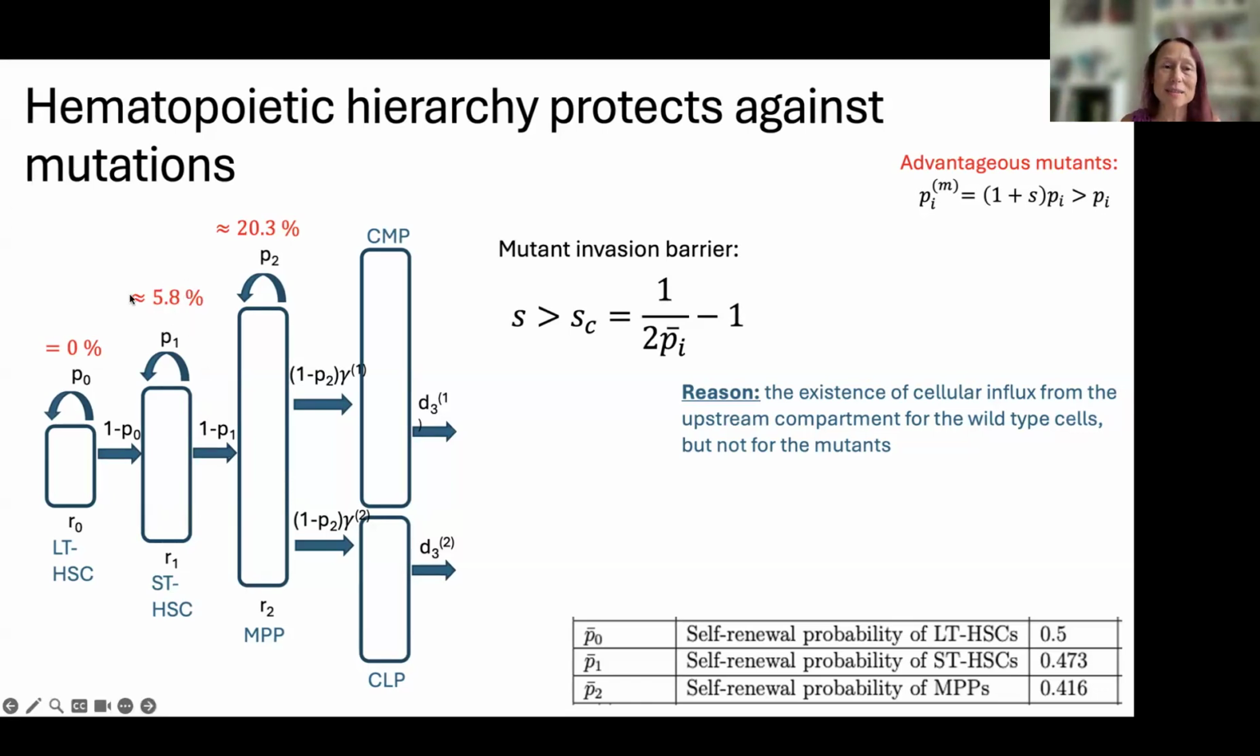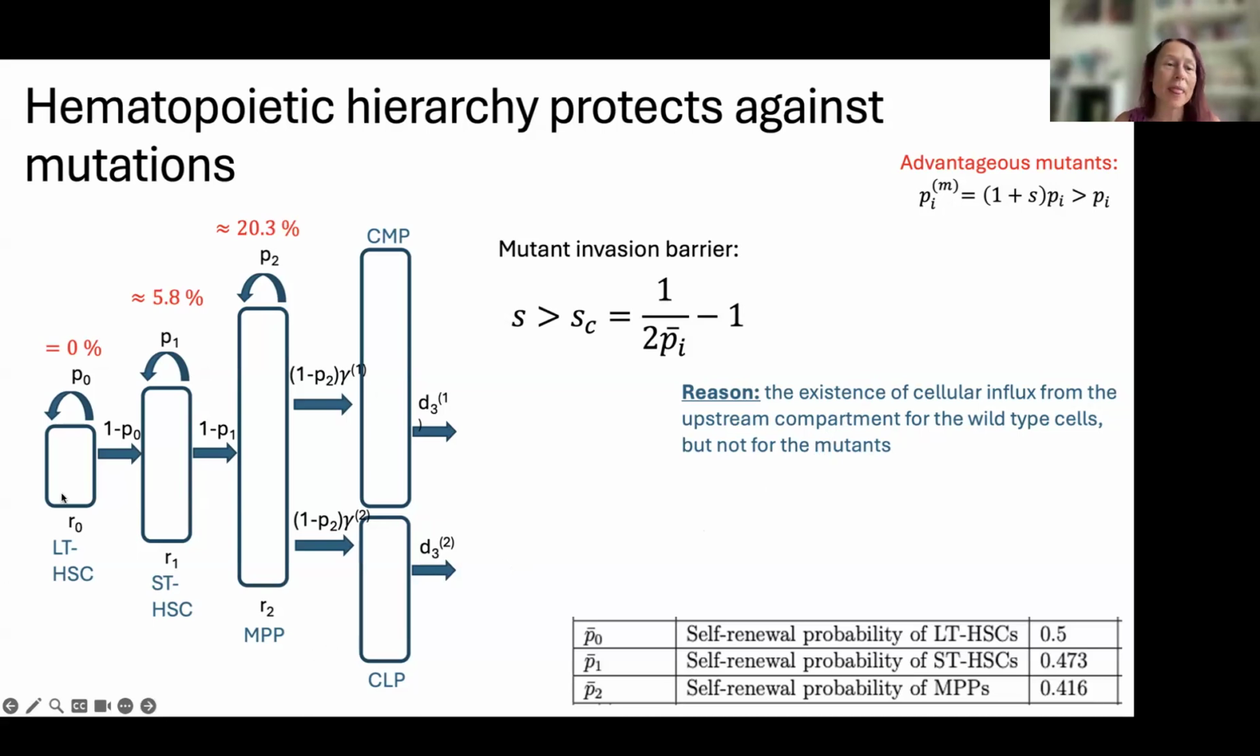So having such a high barrier is a very significant restriction on what types of mutants can invade. And the barrier here is even huger, okay? And so the particular numbers come from our estimated parameter values. So that's why I said it was important to know the actual numbers. Okay, so what is the reason for the existence of these barriers?